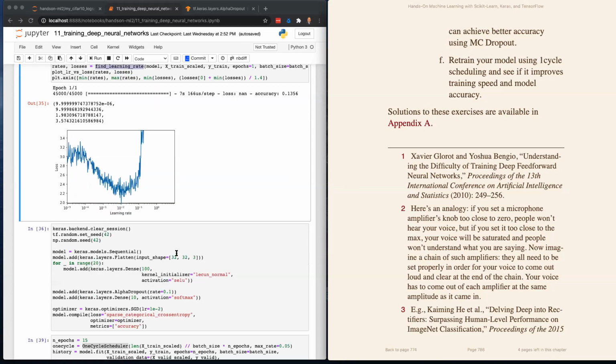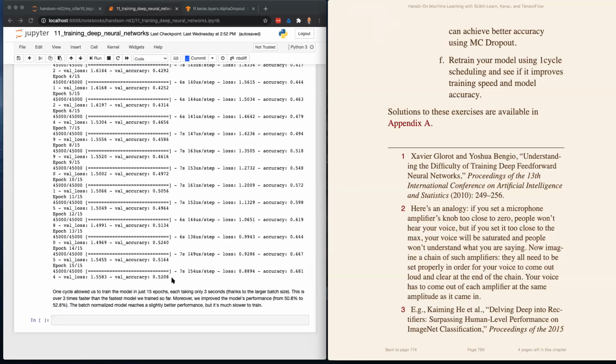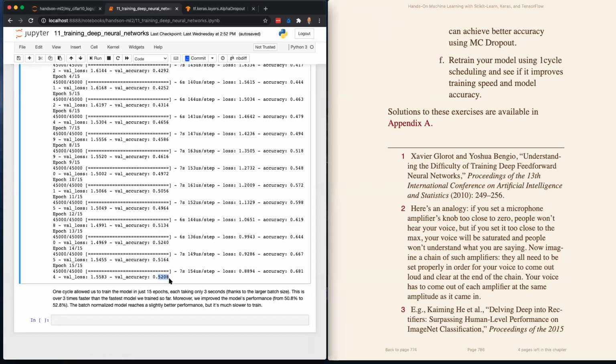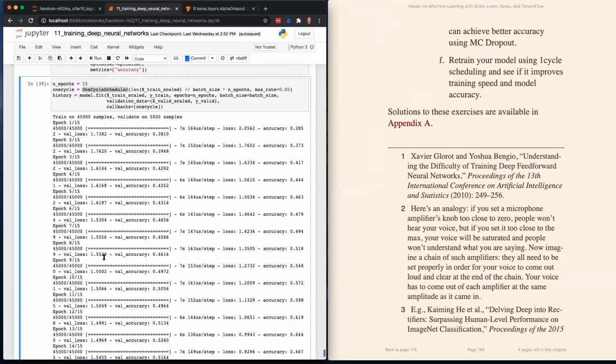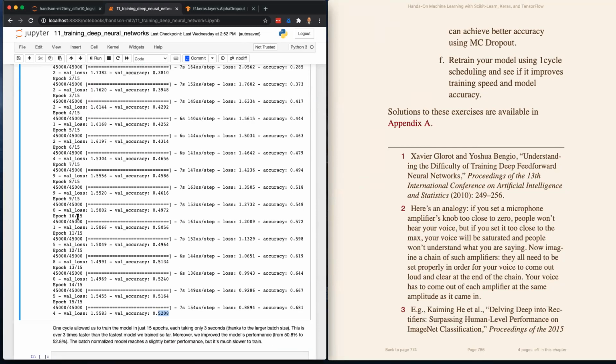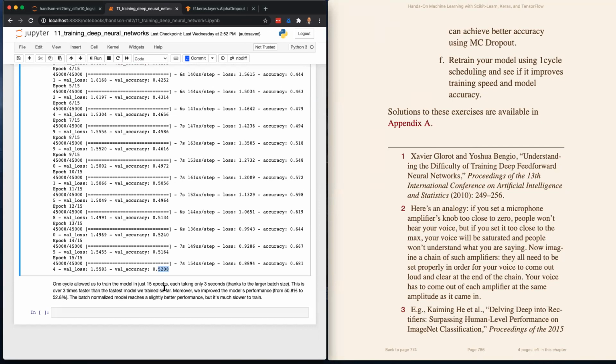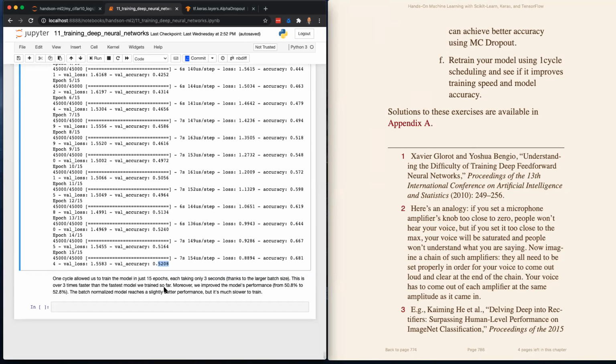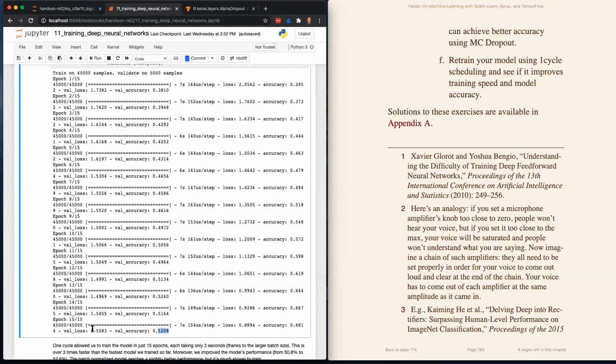Okay, let's see. Yeah, the accuracy has gone up to 52%, and I think it does only 15 epochs. So one cycle allows us to train a model in just 15 epochs, each taking only 3 seconds. Mine is 6 or 7 seconds. Thanks to larger batch size, this is over 3 times faster than the fastest model we trained so far. Moreover, we improved the model performance from 50.8 to 52. The batch normalization model reaches a slightly better performance, but it's much slower to train. Okay, have you done the training?